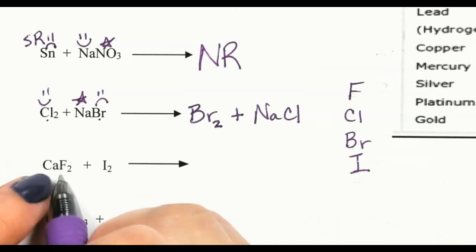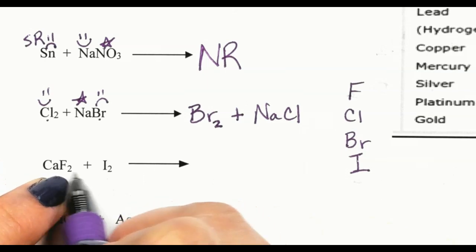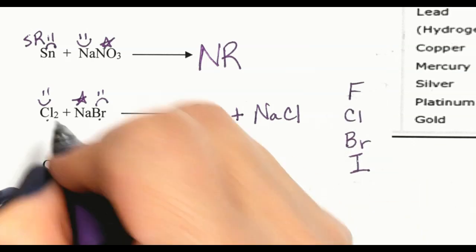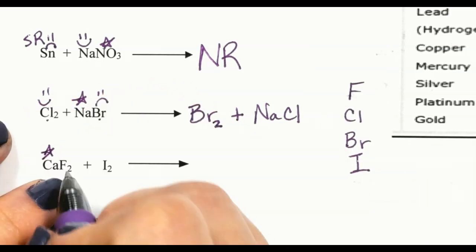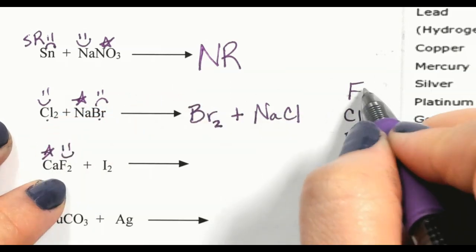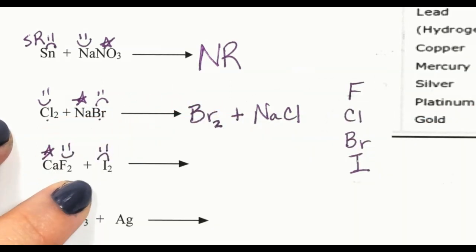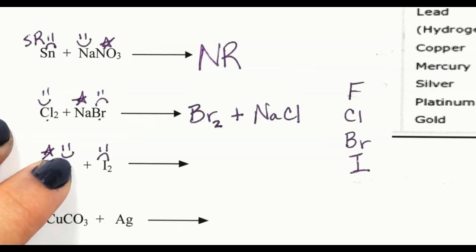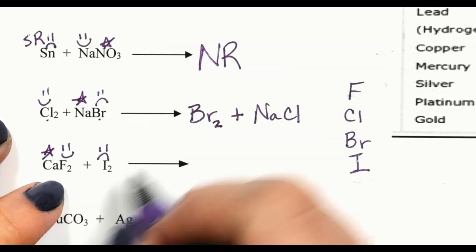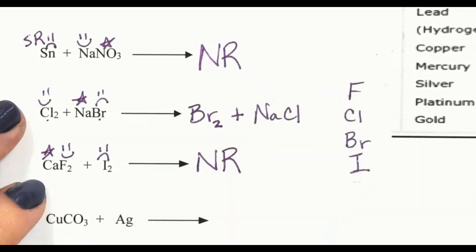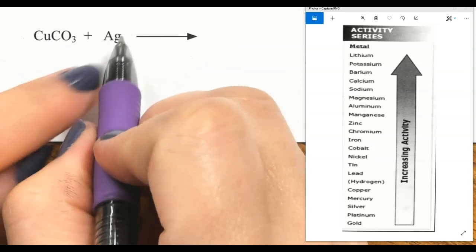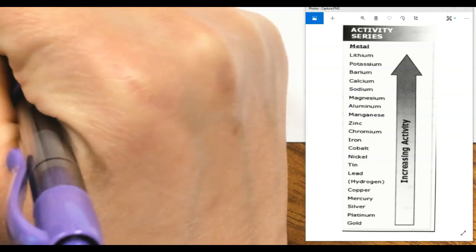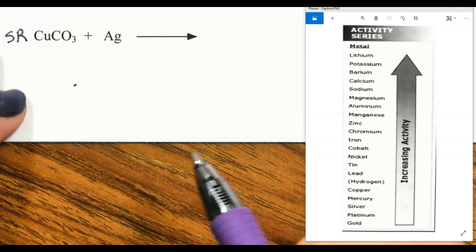So let's look at CaF2 and I2. Fluorine and iodine, those are both halogens, so they are going to be the ones to switch. Calcium's the star, fluorine is higher on the list, iodine is lower on the list, and look, the star wants to be with the smiley, so there's not going to be a switch here. This is no reaction. One more reminder that when you have a single element plus a compound, it is a single replacement reaction.